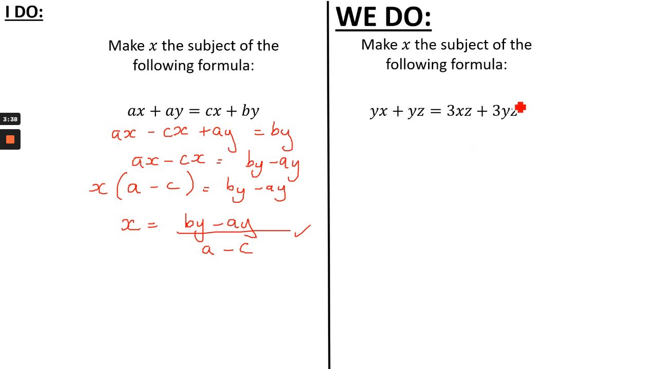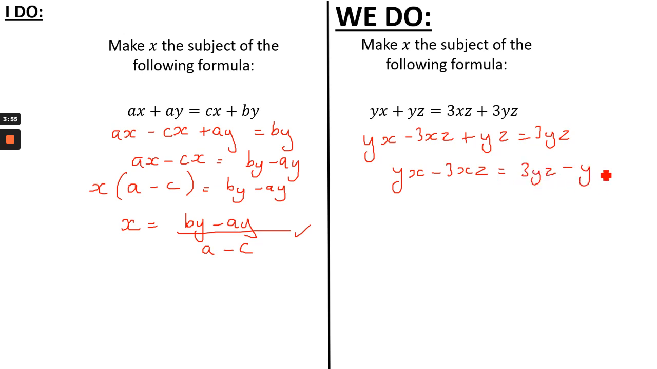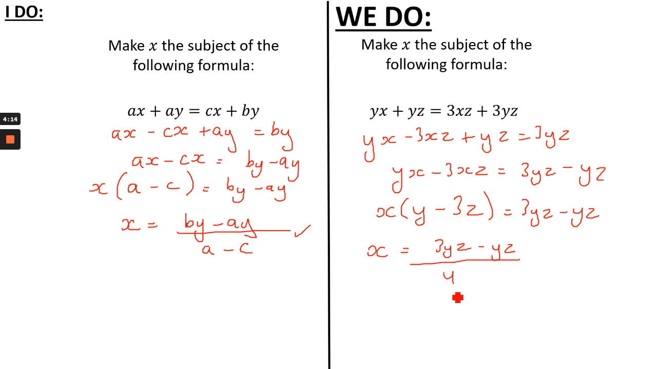Okay, so we want x on the same side. So I'm going to do yx take away 3xz plus yz equals 3yz. I'm going to subtract the yz. So I've got yx take away 3xz equals 3yz subtract yz. I can now factorize out the x. So I've got x brackets y minus 3z equals 3yz subtract yz. And then I can just divide by my whole bracket. So I've got x is equal to 3yz subtract yz, divided by all of this, y subtract 3z.